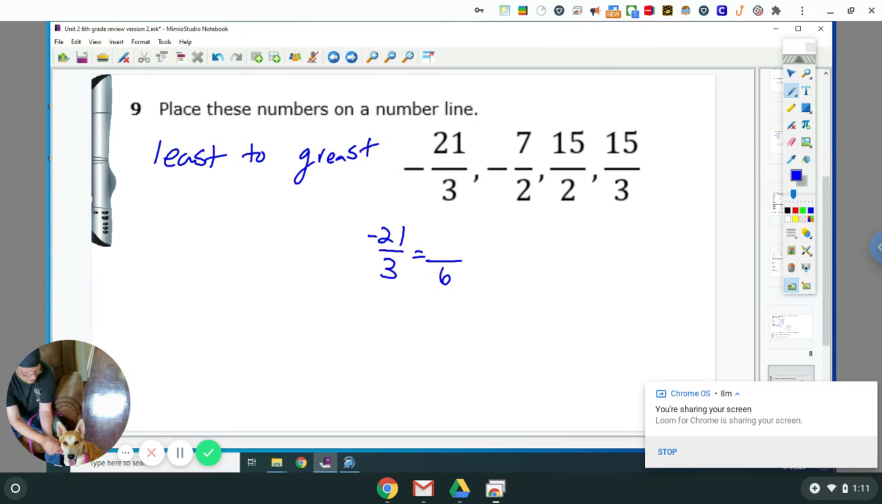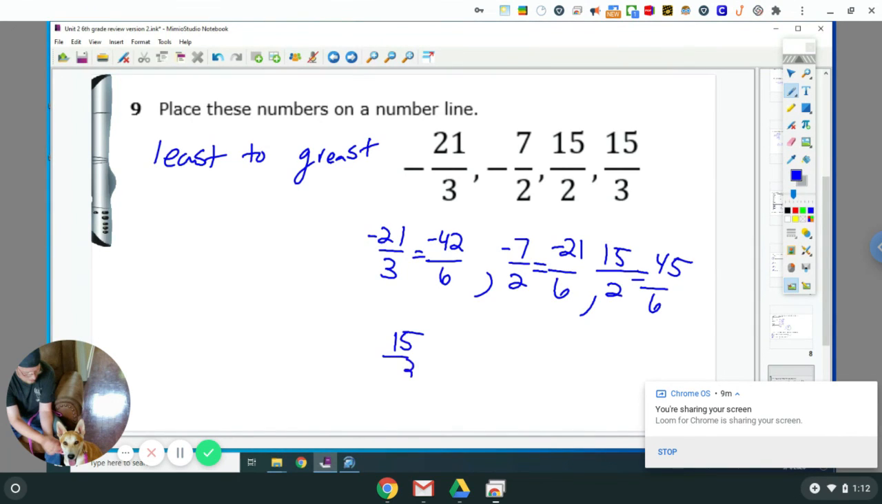So negative 21 times a positive 2 would be a negative 42. The way I get a 2 to a 6 is by multiplying by 3. So negative 7 times 3 is negative 21. Same thing here. I'm going to have to do 2 times 3 to get a 6. And 15 times 3 is a positive 45. And then I'm going to have 15 over 3 go to 6. So 15 times 2 would be 30.